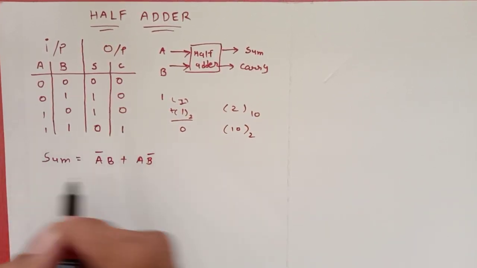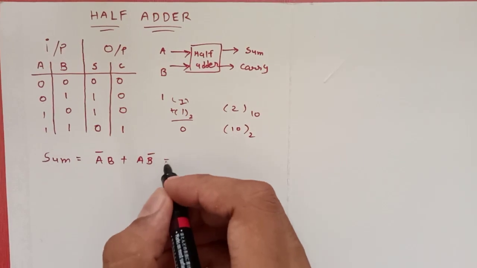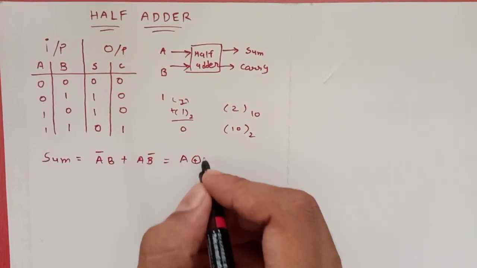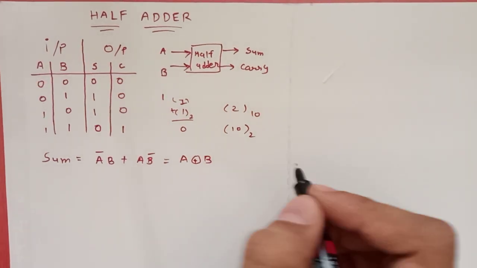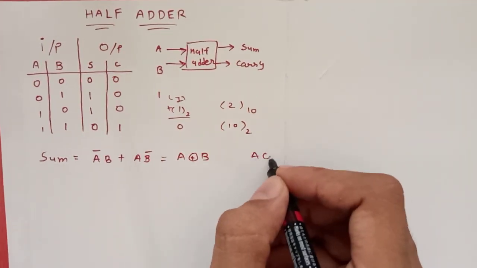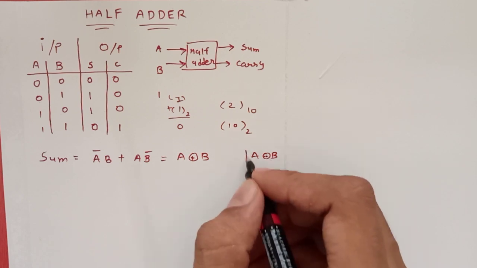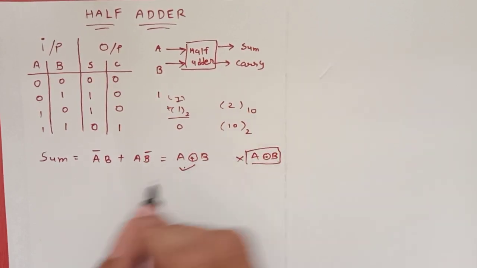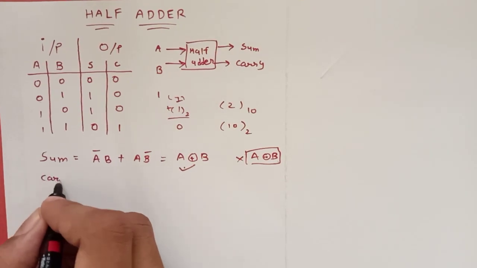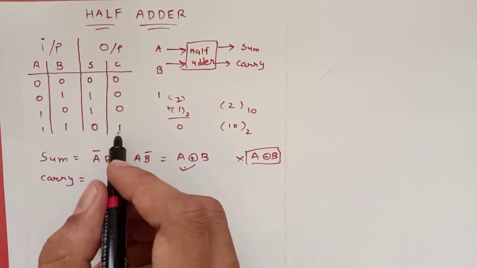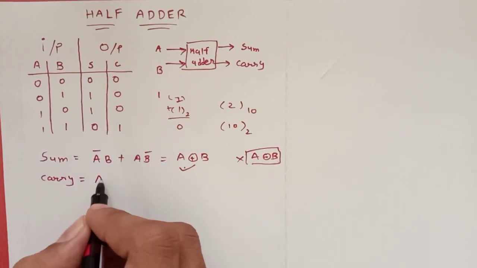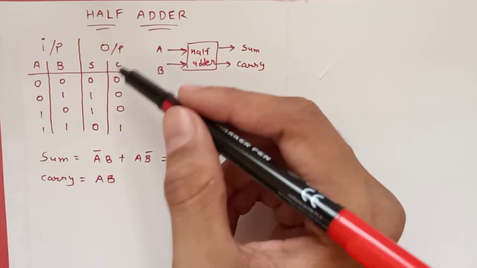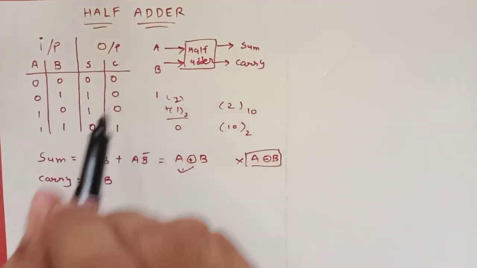This is the output that we get for sum, and that is the XOR output, so we use the XOR symbol. If it were XNOR we would use a different symbol, but this is not XNOR. So we use A XOR B. Now for carry, there is only one position and it is the last, so we get carry equal to A into B, and the other rows are 0, so we don't use them.